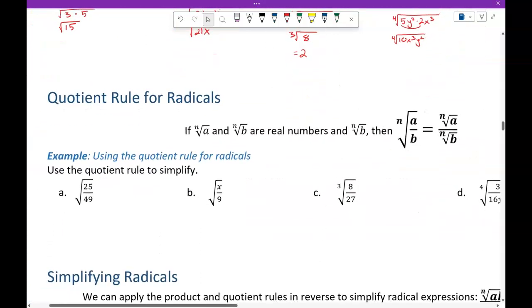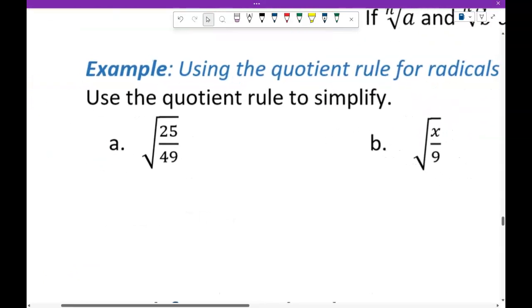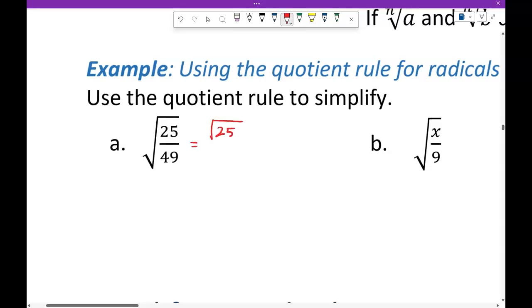Quotient rule is very similar. If we have a fraction within our radical, we can write it as two separate radicals with a numerator and denominator. It also means that we can simplify by combining them into a single radical expression, whichever is most beneficial for simplifying. We've done problems like this before, but it's easier to visualize when we consider our quotient rule. We can take the square root of the numerator and the denominator separately, giving us 5 over 7.